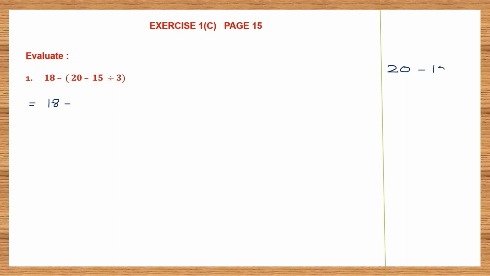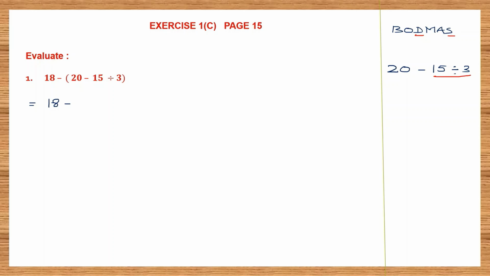20 minus 15 divided by 3. Now when you have different operations, as you can see here, we have subtraction and division. Which one should we do first? BODMAS will tell us which one has to be done first. According to BODMAS, brackets is not here in this particular operation. Here we have division and we have subtraction. According to BODMAS, division has to be done first and then subtraction. That means I need to do 15 divided by 3 first.